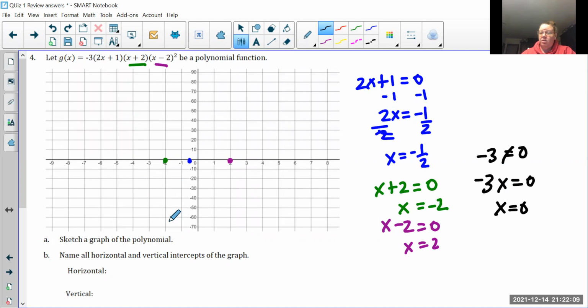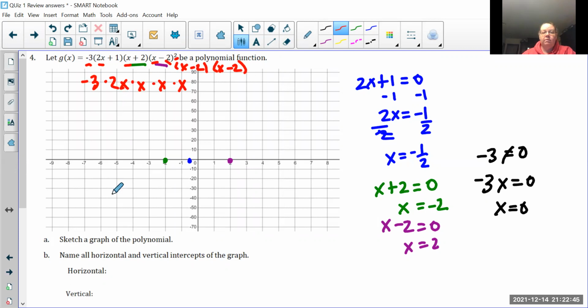So we need to know which way it starts and ends. This is where we need our end behavior. Now for my students, we learned that we can just multiply all these numbers together to find the leading coefficient and the degree, which is what we need for the starting and ending behavior. So we do -3 times 2x times x times x, and then there's another x here because this is technically x minus 2 squared. So it's really x minus 2. So -3 times 2x times x times x times x.